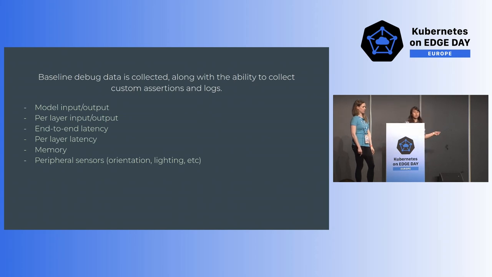And just resource information, like what was the memory when my model was running? And for devices like Android, it also collects other sensor information, like how your Android is rotated and what the lighting conditions are like, and that helps give more context to how the model is running on your device. And you can go ahead and use the MLExray API to add whatever other fields you might want to log, so more information that is specific to your model itself.